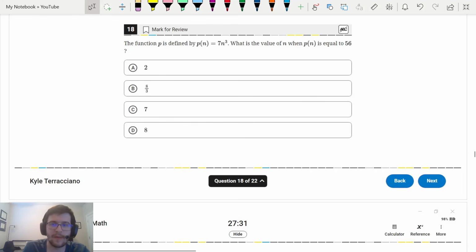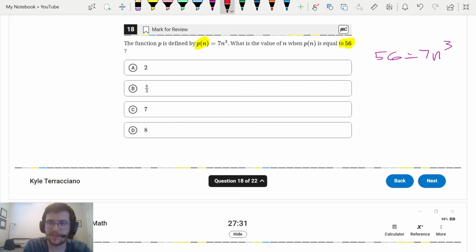What value of n when p of n is equal to 56? So we're going to replace this with 56. So 56 equals 7n cubed. Okay, now I'm going to divide both sides by 7. And I get 8 equals n cubed. Now we're going to take the cube root of both sides.